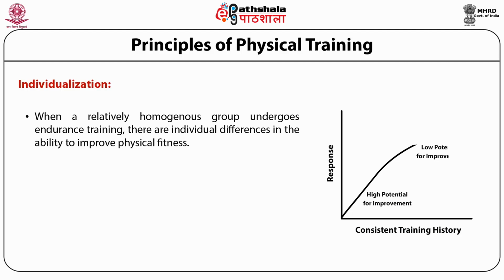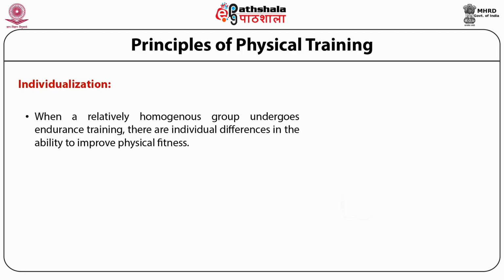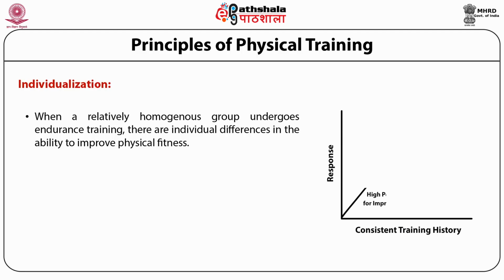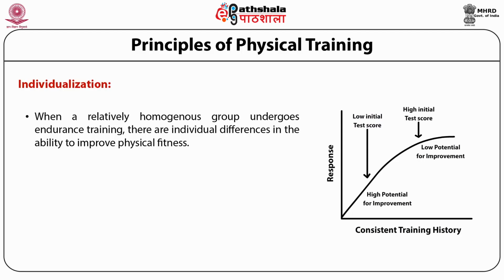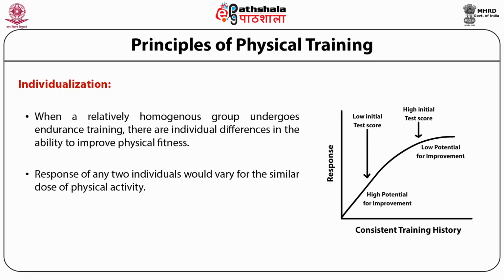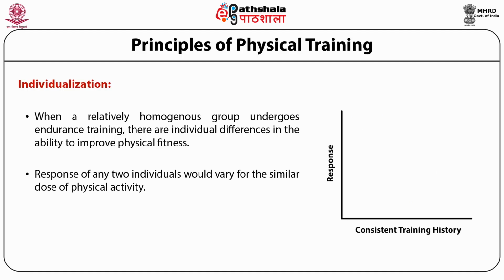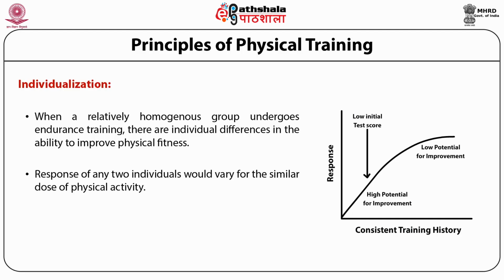When a relatively homogeneous group undergoes endurance training, there are individual differences in the ability to improve physical fitness. All individuals would not respond similarly to a given training stimulus or achieve the same state of fitness after a stipulated period. The response of any two individuals would vary for a similar dose of physical activity. For example, some people are able to run longer distances or lift more weight or kick a soccer ball more skillfully than others, no matter how much they are trained.